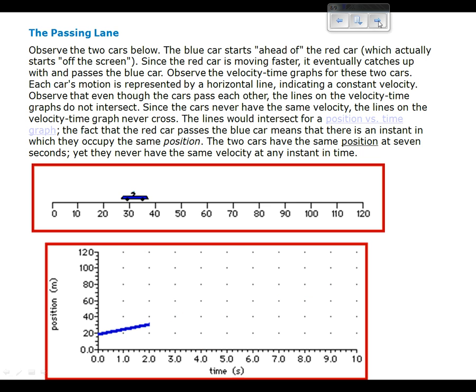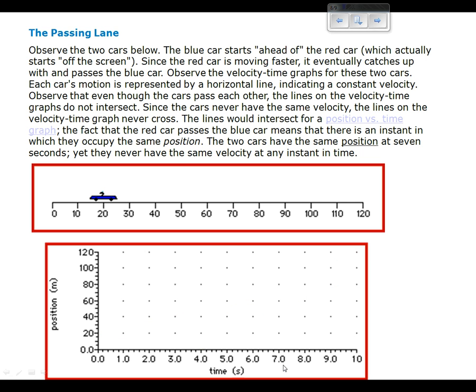Now, can you tell from the graph that the red one is also traveling faster? How do you tell? Because it's a steeper slope, exactly. Can you tell me where the red car passes the blue car? 60. How can you tell? Because they intersect. That's where they intersect, exactly. Okay, it looks like it's at 60 and the time is 7 seconds.